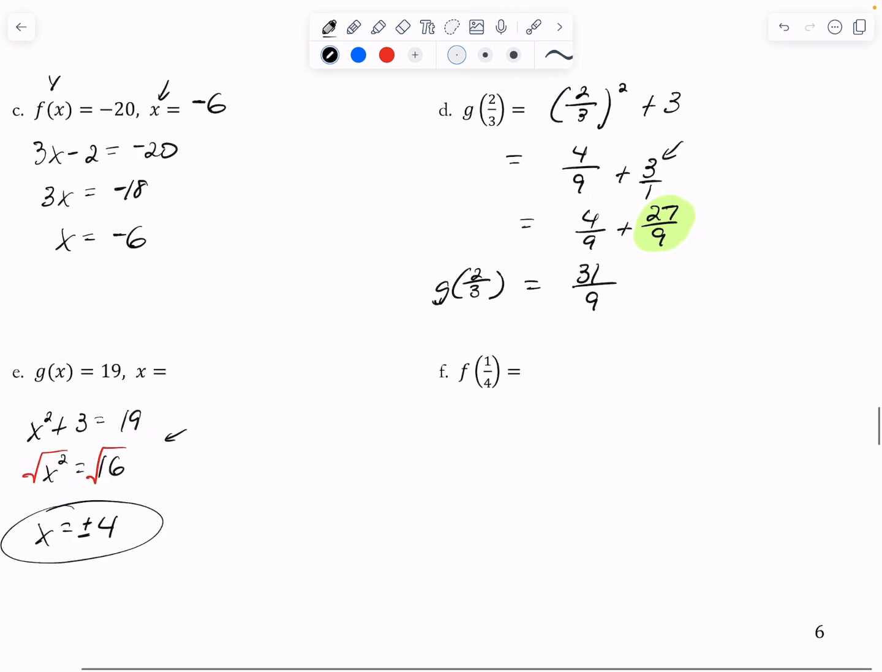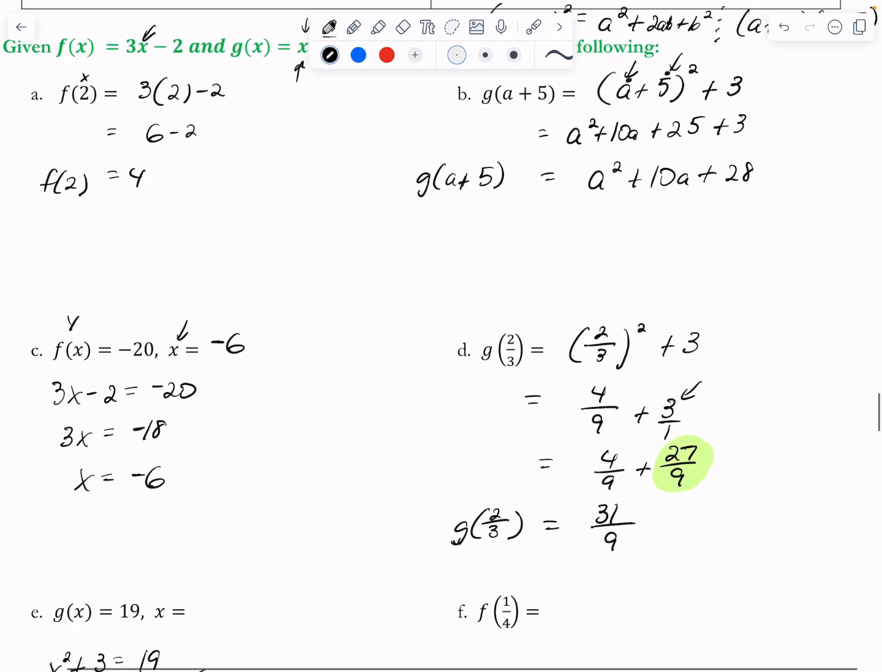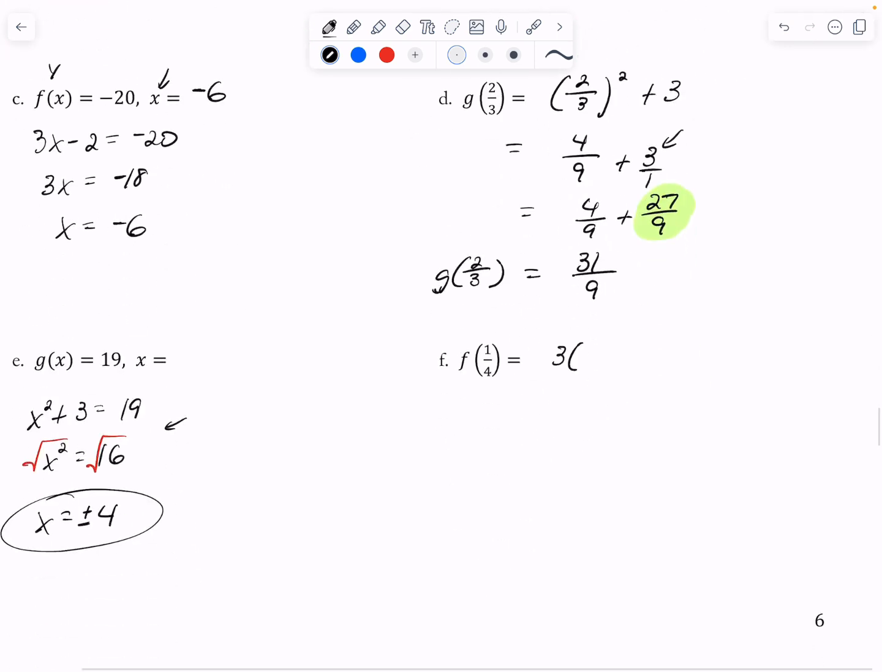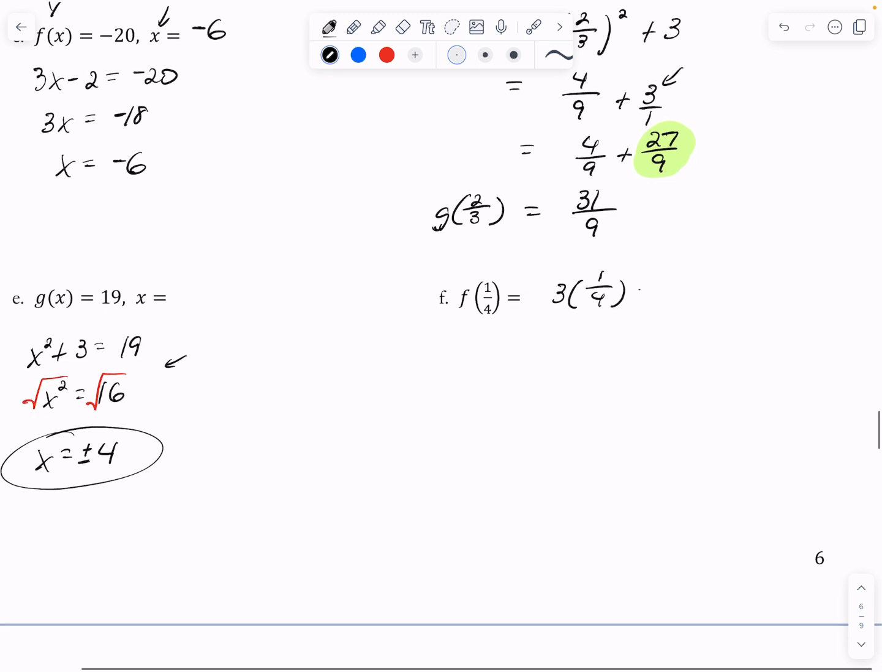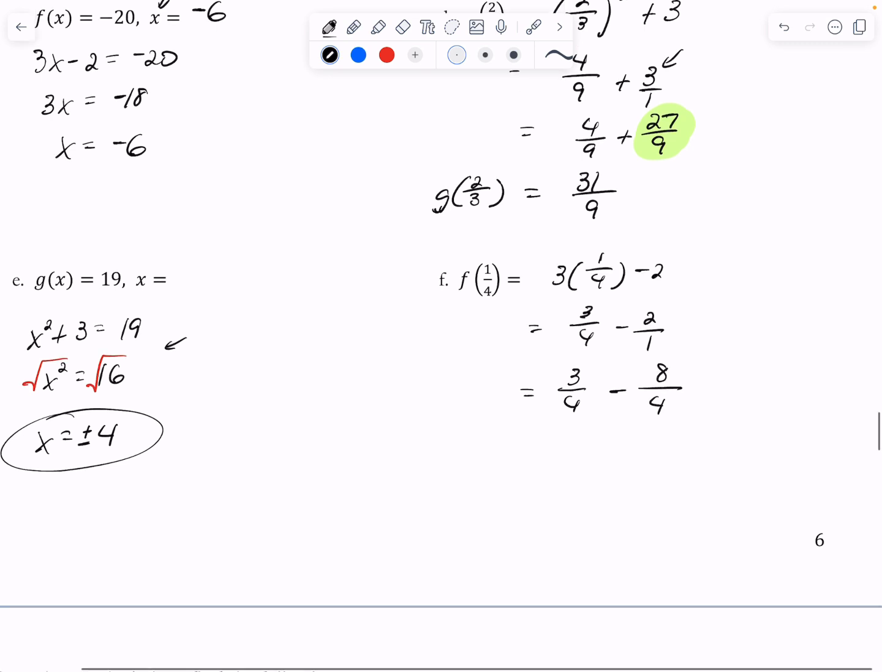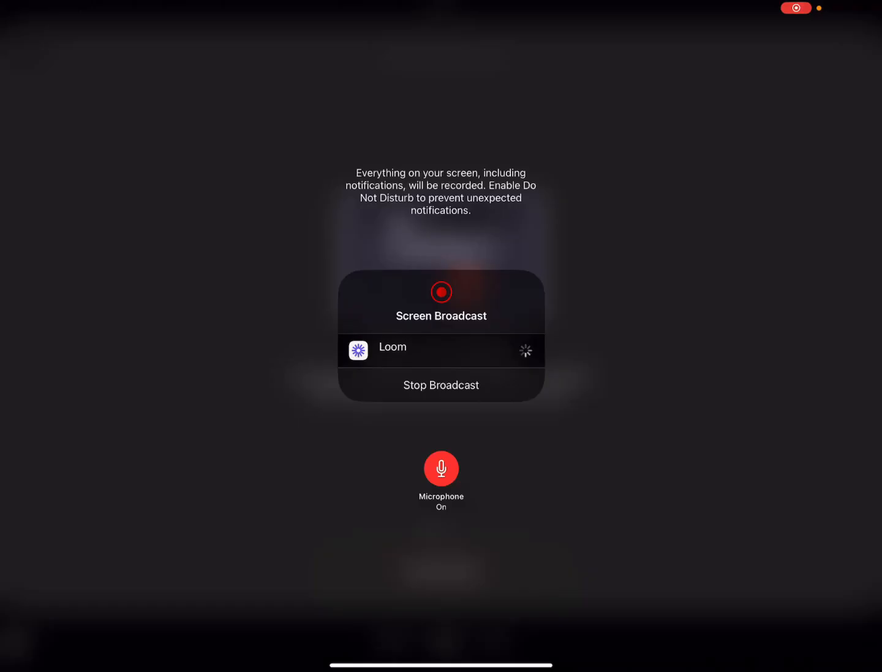And last but not least, let's plug in 1/4 into f of x. So it's going to be 3 times 1/4 minus 2. So that's going to be 3/4 minus 2. Same thing I just did before. Get a common denominator. Here would be 4. To get from 1 to 4, I multiply by 4. So 2 times 4 gives me 8. Always remember to take a moment, divide.